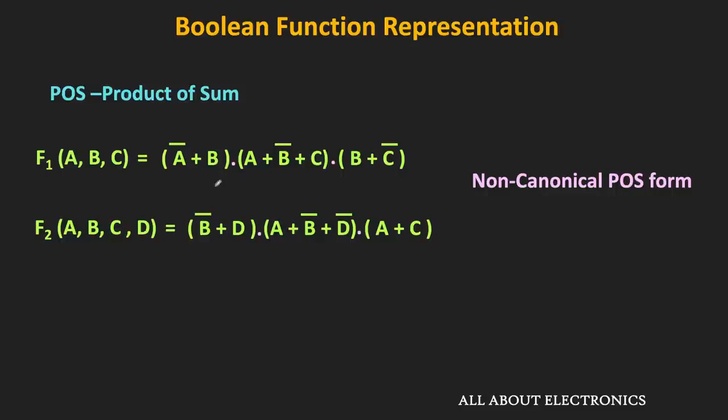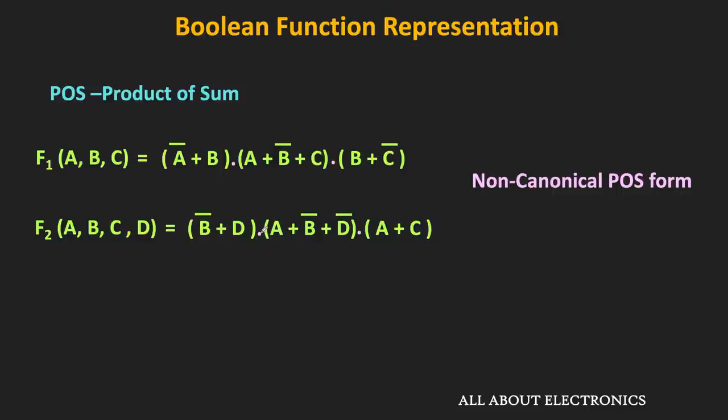But if you see the first sum term, then it contains only 2 variables. Similarly, this last term is also missing the variable a. Similarly, if you see this F2, then it is a function of 4 variables. But if you see each sum term, then it does not contain all 4 variables. Therefore, these two expressions are in non-canonical POS form.